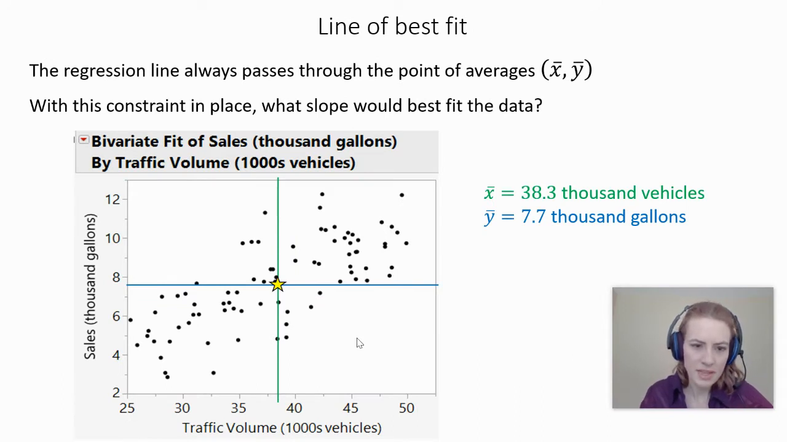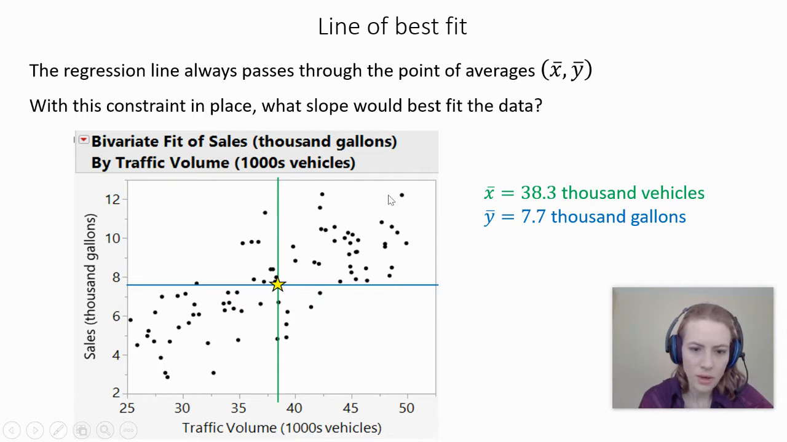All right, so say we have a data set. I'm going to be using the gas stations data set that we saw in the correlation video. And here I have on the x-axis the traffic volume. So I'm going to be using the traffic volume to try to predict the sales at a particular gas station.